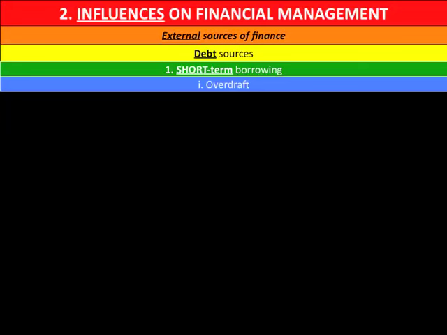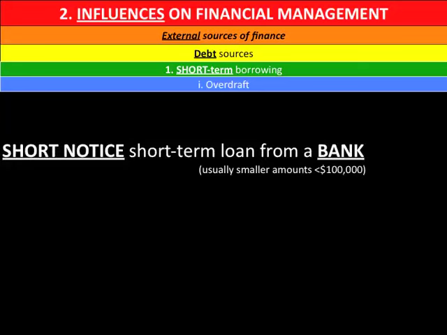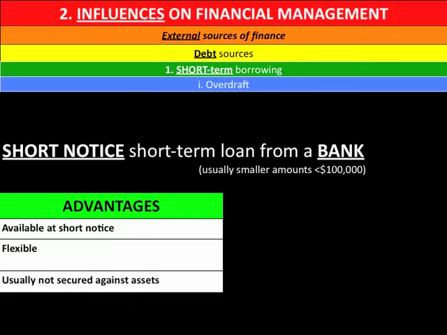Overdrafts are the first one, and they are short notice, short-term loans from a bank. Usually it's less than $100,000. It might only be $5,000 to $10,000, especially if you're a small business. It's just enough money to tide you over, right? It's not going to help you expand the business or anything like that. And it's really not a good idea to use it for that purpose anyway, because the interest rate is pretty high, right? But the good thing about it is that you can get it at short notice. That's the main advantage.